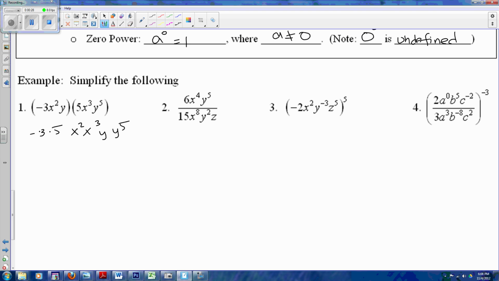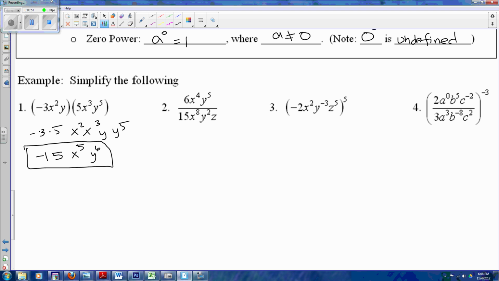You don't have to write out this step. I'm just showing you what I'm doing. So here we have negative 15. When you have x squared times x to the third, we add the exponent, so we're going to end up with x to the fifth. Here we have again the same base, so we're going to add exponents and get y to the sixth. Okay, so if you can do all that at the same time, awesome. You don't need to write it all out.